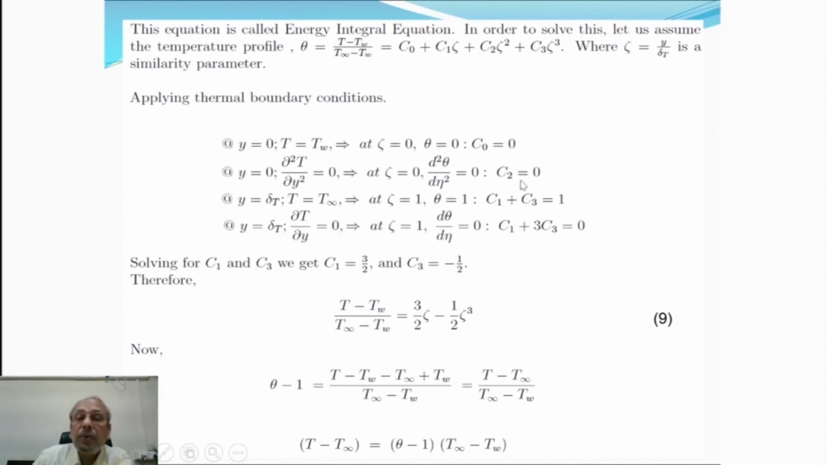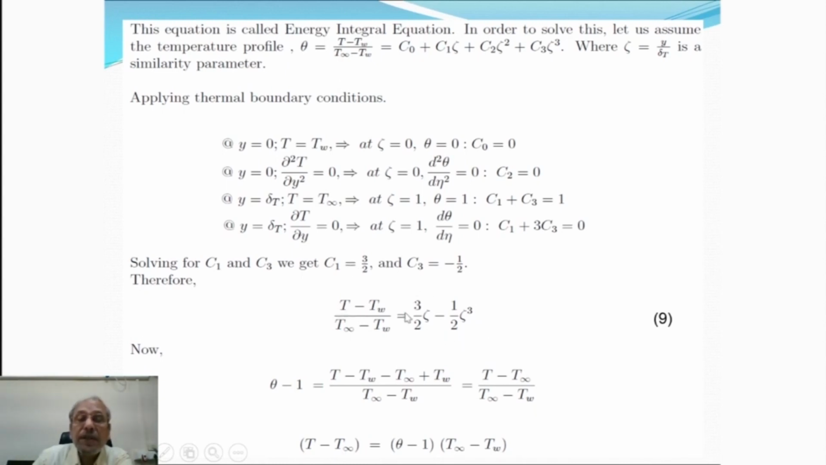So we have to solve these two: C1 plus C3 equal to 1, and C1 plus thrice C3 equal to 0. Solving, we get C1 equal to 3 by 2 and C3 equal to minus half. So this profile, T minus TW divided by T infinity minus TW, becomes 3 by 2 xi minus half xi cube.